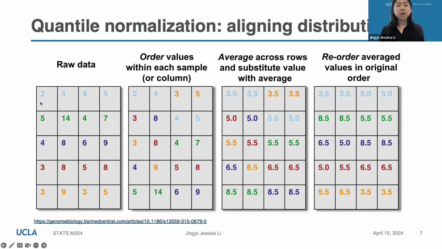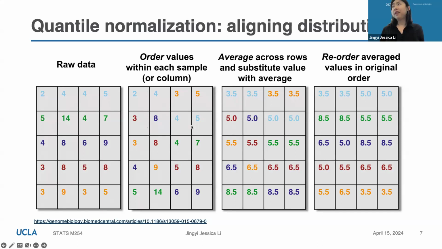So that's what we do. So you see in the first column, 2, 3, 3, 4, 5. That's the sorted order. Then 4, 8, 8, 9, 14. So we are sorting the values in each column from the smallest to the largest. Then in the first row, we take the average of the 4 smallest values. So we get 3.5. So 3.5 is just the average of these 4 numbers.